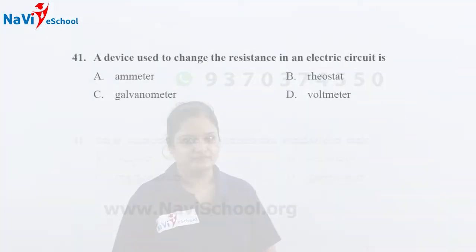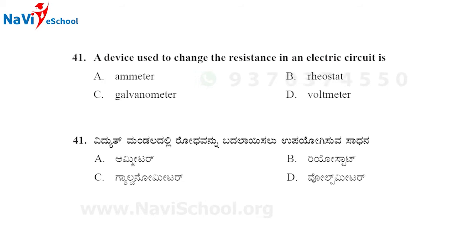Okay, let's do. Question number 41. A device used to change the resistance in an electric circuit is: option A, ammeter, option B, rheostat, option C, galvanometer, option D, voltmeter. So children, here the device which we are using to change the resistance in an electric circuit is nothing but rheostat, isn't it? That's why option B is our answer.